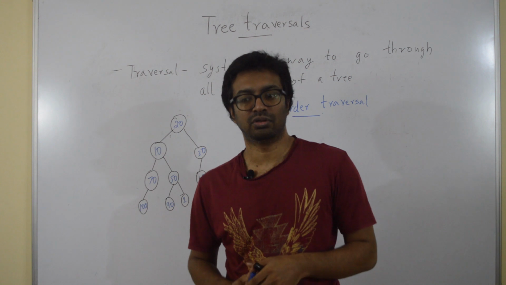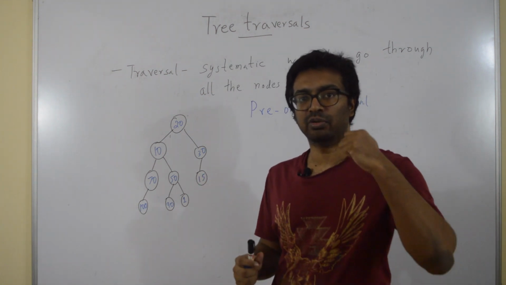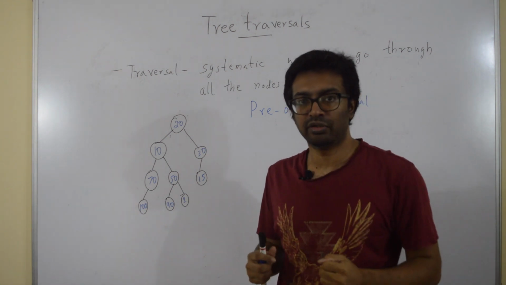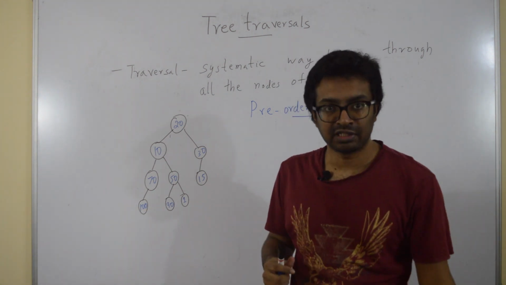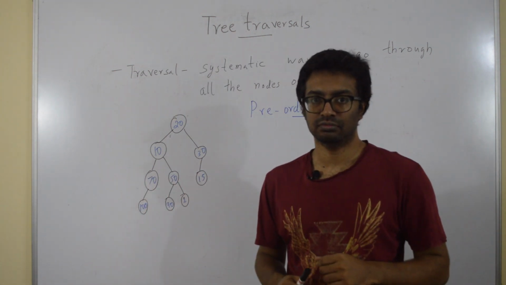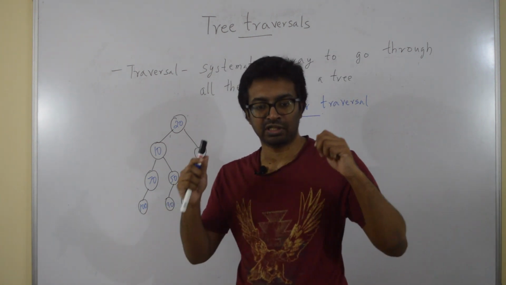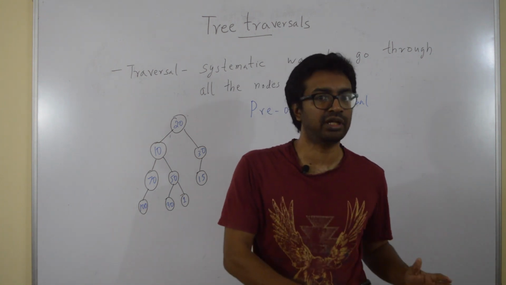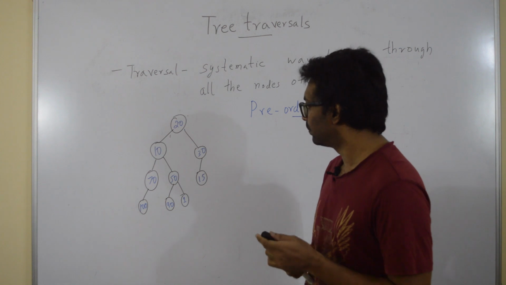Okay, so let me rephrase it. In a pre-order traversal, we are going to first look at the current node, and then look at its left subtree. After that, look at its right subtree. In other words, in a pre-order traversal, I am going to first see the value in that particular node, then I traverse the left subtree and then I traverse the right subtree. Fine.